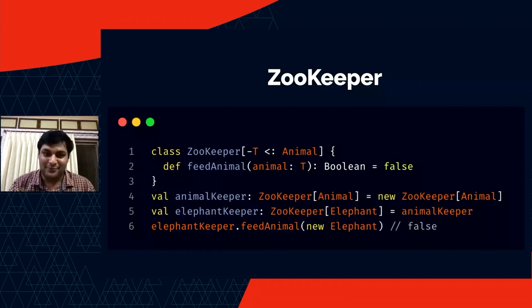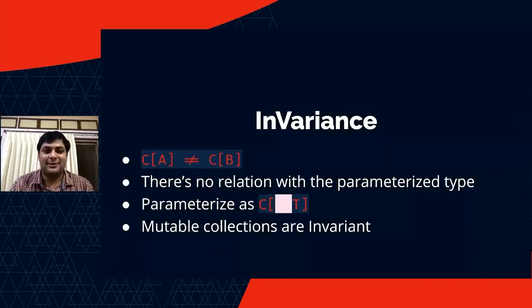Invariance. As we can see, C of A does not have any relation with C of B. And when there is no such relation at all, there is no need for a sign to be put in the notation. As you can see, there is just C of D. In examples, we will say that mutable collections need to be invariant. Why? Let's have an example.